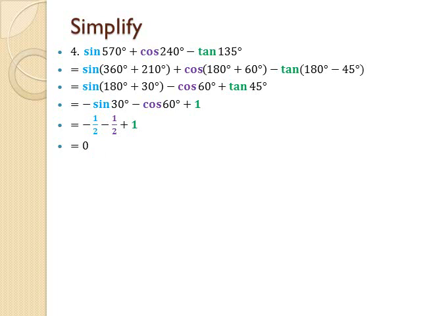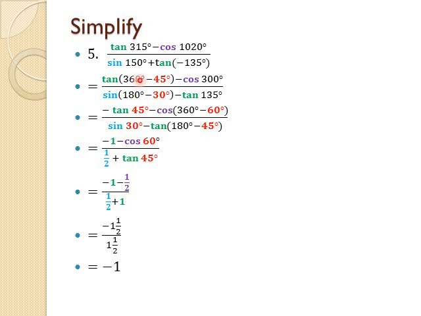Sorry for keeping you so long, but I hope I'm keeping you excited and learning. Right, so we have number 5, tan 315 minus cos 1020 over sine 150 plus tan minus 135 degrees. So special angle 360 minus 45, because it's in the fourth quadrant. 1020, it's what, 2.5 rotations, so 360 plus 360 gives me 720. So 1020 minus 720 becomes cos 300.